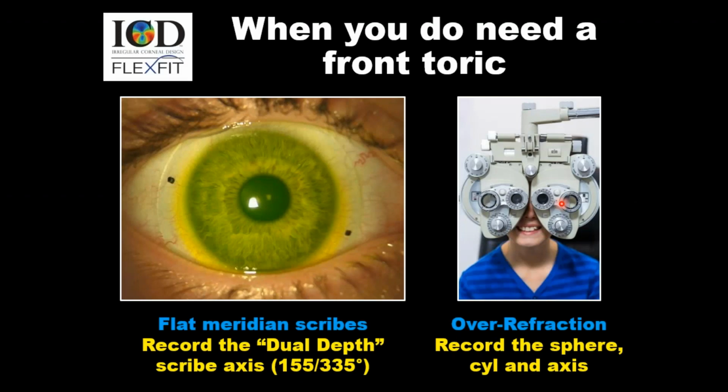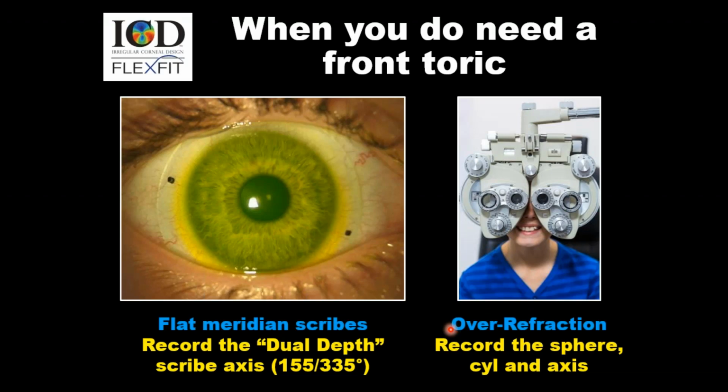But when you do need a toric, it's so important that you provide the lab the two things. What axis do these dual depth markers position at? And maybe as importantly, are they rotationally stable? So in this case, the markers are at axis 155 and 335. So when the lab constructs the lens, they'll know where the lens will position, and you can add your cylinder to the front surface based on the overfraction.